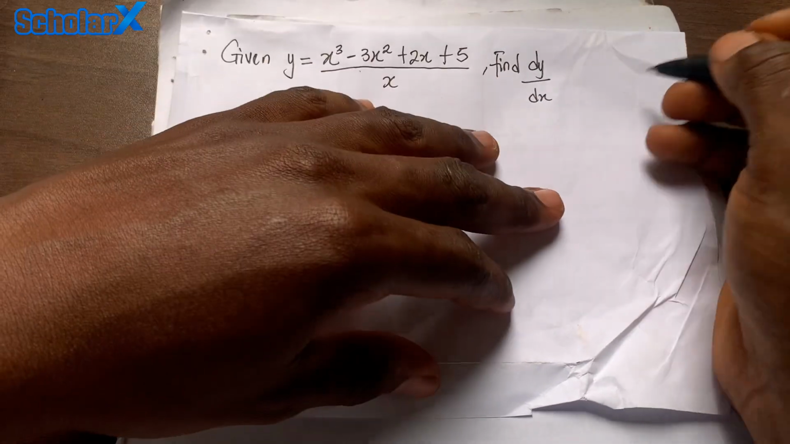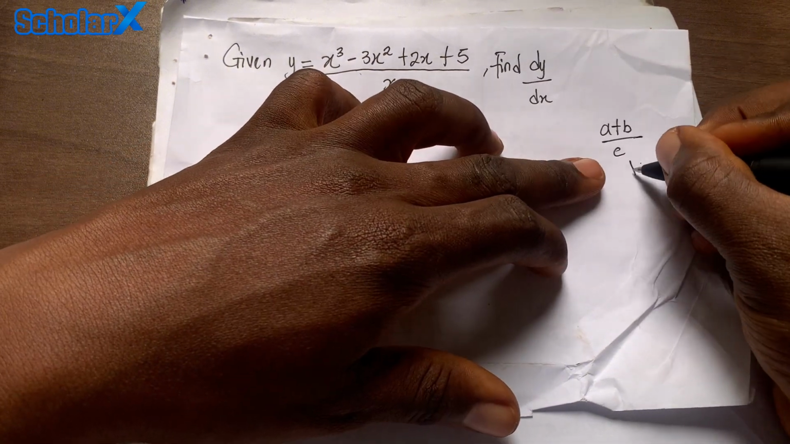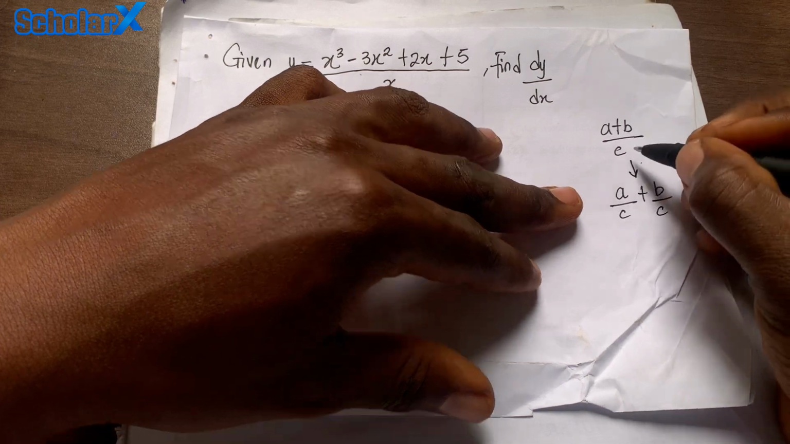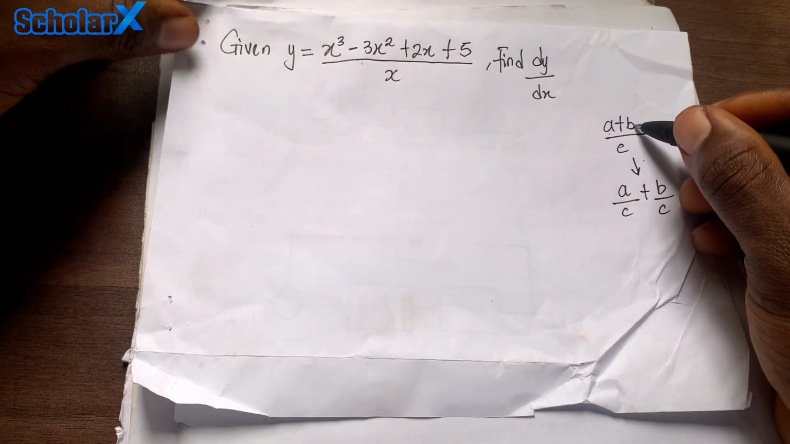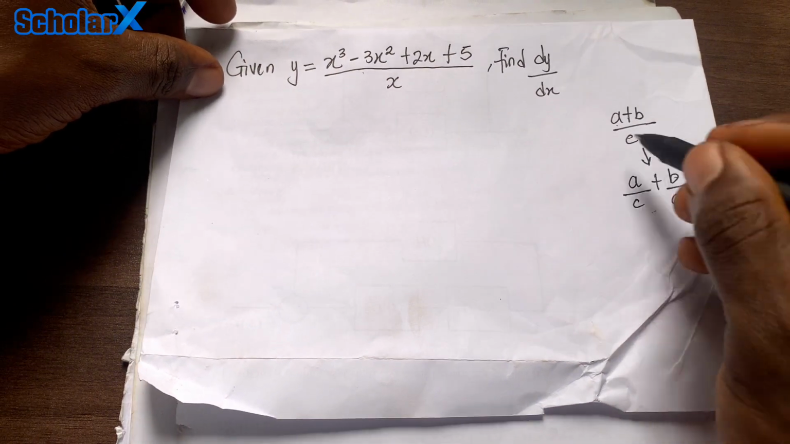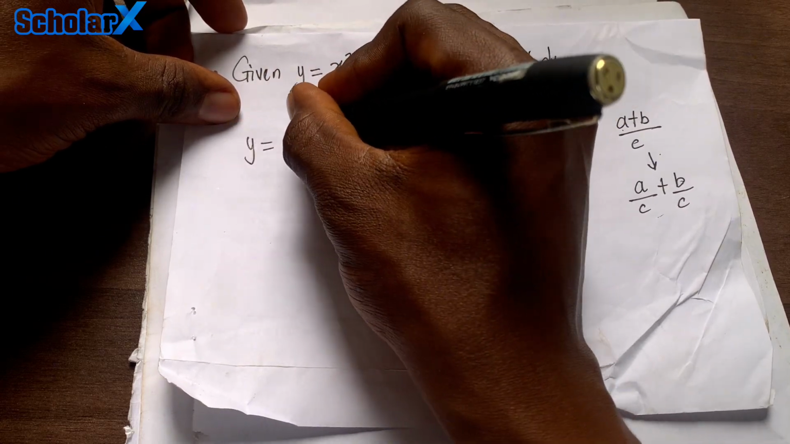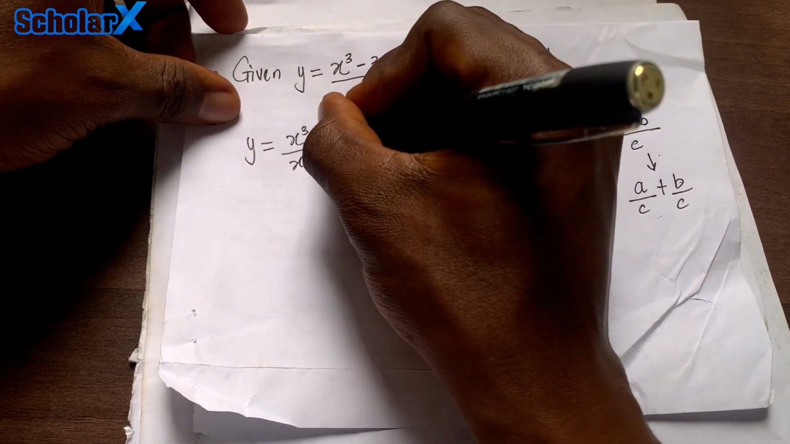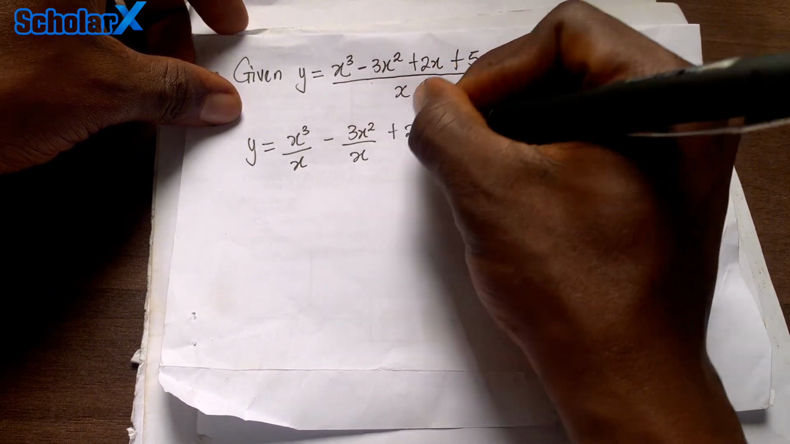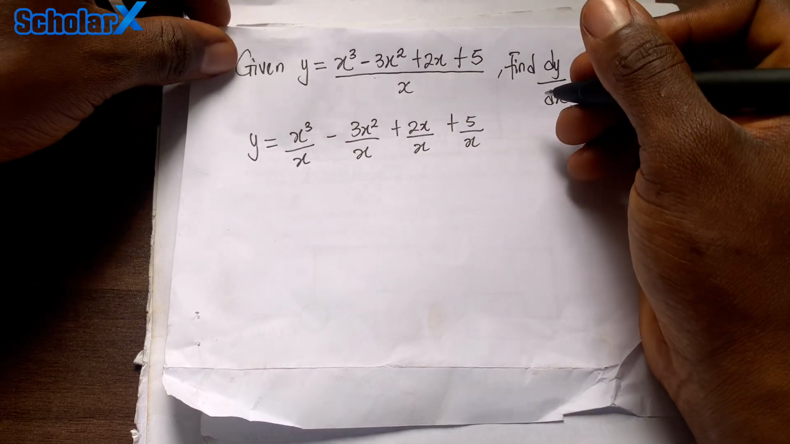Now I want to remind you that if you have a plus b over c, you can split this into a over c plus b over c, because this c affects a and also affects b. So having this knowledge, I can write this as y equals x to the power of 3 over x minus 3x squared over x plus 2x over x plus 5 over x. All right, I can do this.